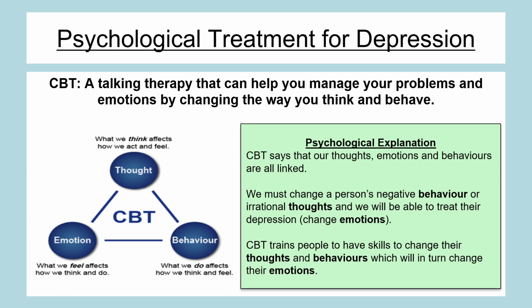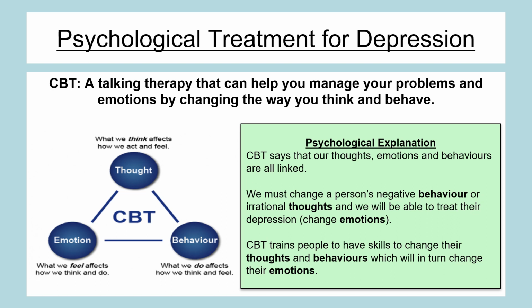So in the green box here, we've got a little bit of basic knowledge about CBT and how it works. So CBT says that our thoughts, emotions and behaviors are all linked. So, when it comes to depression, we're largely talking about having a low mood, which is a really bad emotion. So, it's really difficult to change your emotion. But if those three things are all linked, then what we can do is target your thoughts and your behaviors a lot easier.